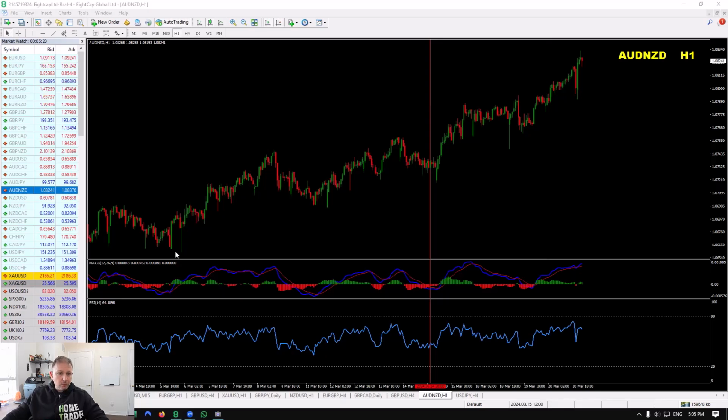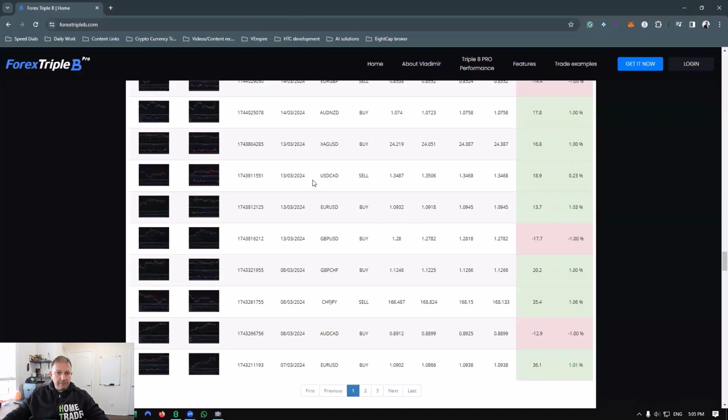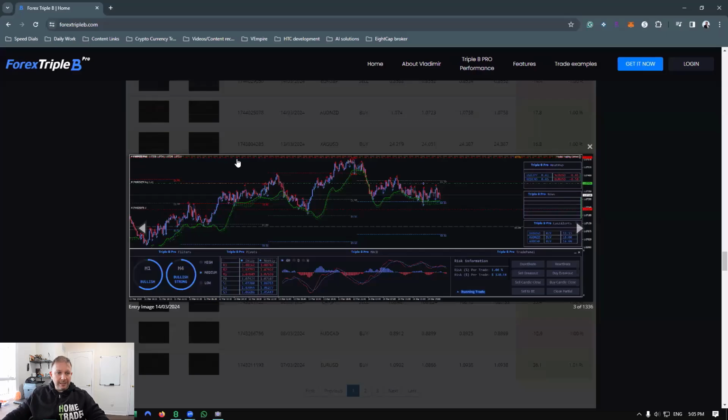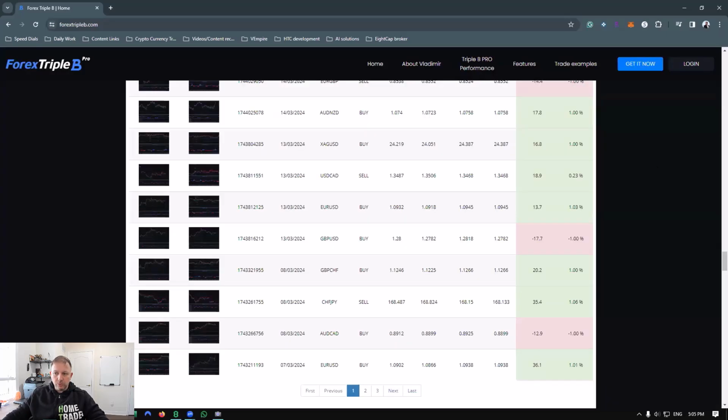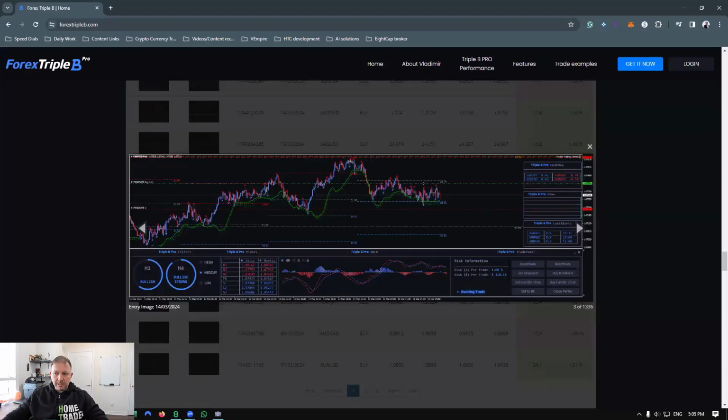The 1-hour chart was making higher highs, higher lows, correction, breakout. Higher highs, higher lows, correction, and then the following breakout. And then we go to the Forex Triple B. We got the alert. In that case, it was on the 15 minutes, but it was absolutely the same on the 1 hour and then the 15 minutes. We get the higher highs, higher lows. That's the same structure you saw before.